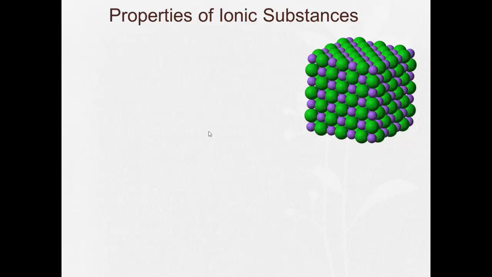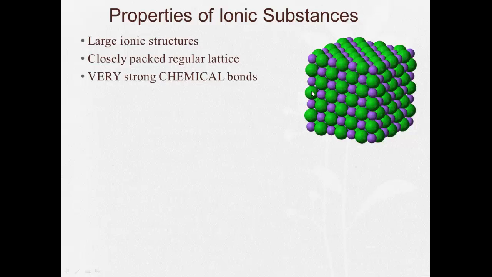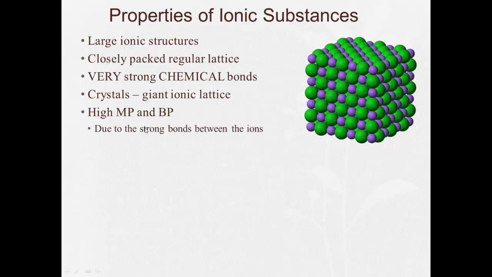All right, so now, because of the nature of ionic substances sticking together so strongly, they have properties that define them, and we have to know these properties. They can form very large ionic structures. We've seen this picture before. There's a closely packed, regular lattice, and regular just means that it's orderly. You'll have negative ion, positive ion, negative ion, positive ion, like a repeating pattern. That's what regular means. It doesn't mean normal. These ionic bonds are very strong chemical bonds. They form crystals, which are a giant ionic lattice. They have a high melting point and a high boiling point due to the strong bonds between the ions.